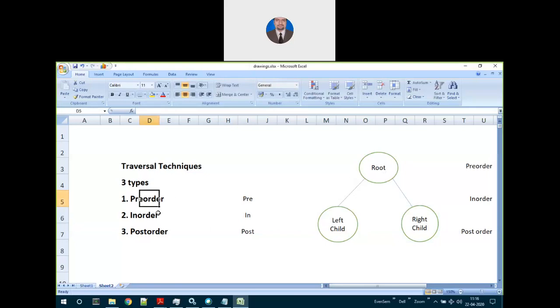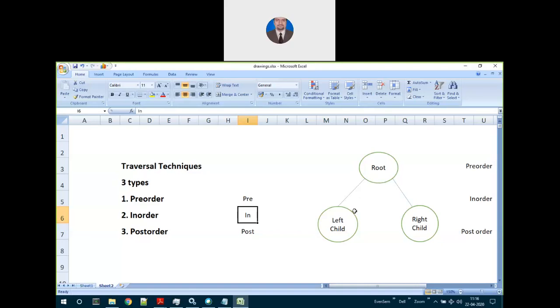The second type of technique is in-order. In-order means in between. As we know, we are talking about binary trees, so there is one parent and two children, maximum two children. In, as I said, is associated with the parent. So this parent has to be considered in between the left and the right child.